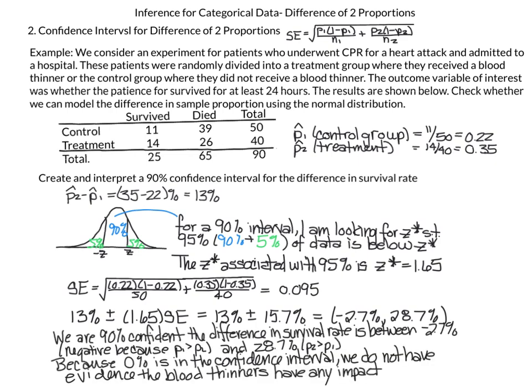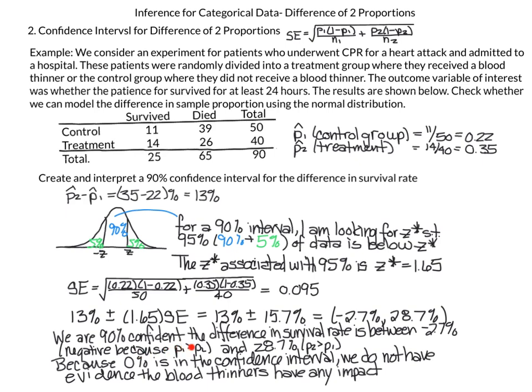And last, I want to interpret what this confidence interval means. It says we are 90% confident the difference in survival rate is between negative 2.7% and 28.7%. The negative means that sometimes P1 is greater than P2. So sometimes the control group will have a higher survival rate.